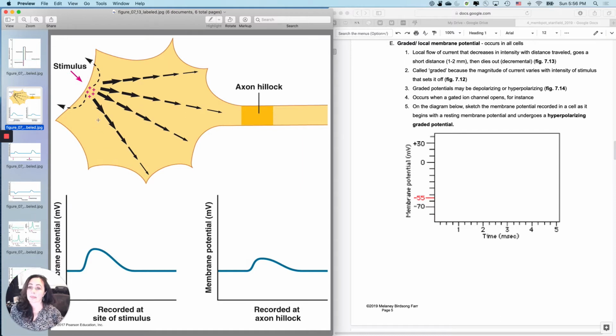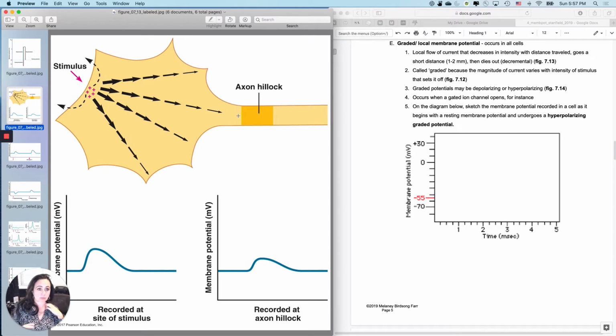If I measured the difference right here at the site where I opened the gated sodium channel, it might look like this, going from minus 70 to, let's say, minus 60. But if I measured it over here, because it decreases in intensity, it wouldn't be as massive a change. So it's a local flow of current that decreases in intensity with the distance traveled. It will go a short distance and then it will die out. It's decremental, kind of like throwing a pebble or a boulder in a pond. If you throw a pebble in a pond, it's not going to be a massive change at the site, and certainly not on the other side of the pond. But if I throw a boulder in a pond, it will be massive here, and the waves I feel will be less over on the other side of the pond.